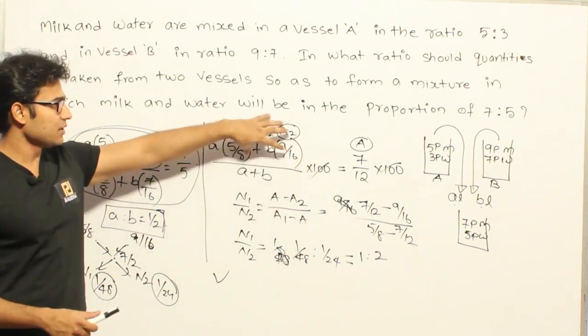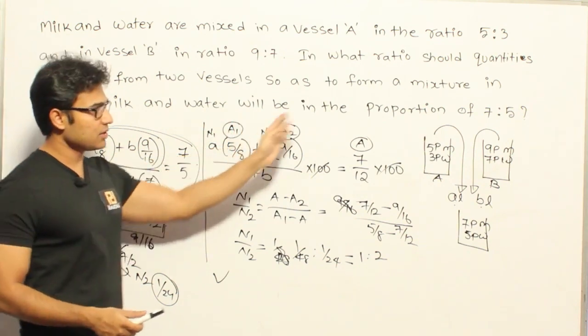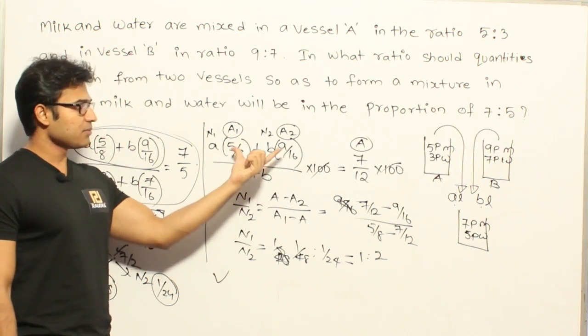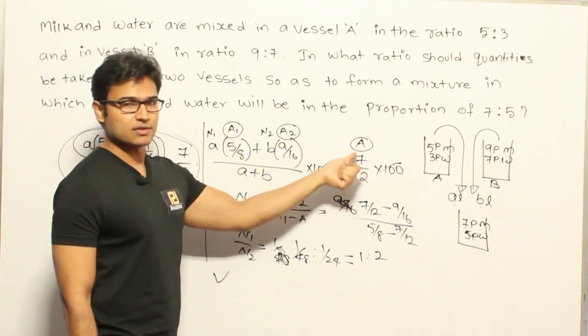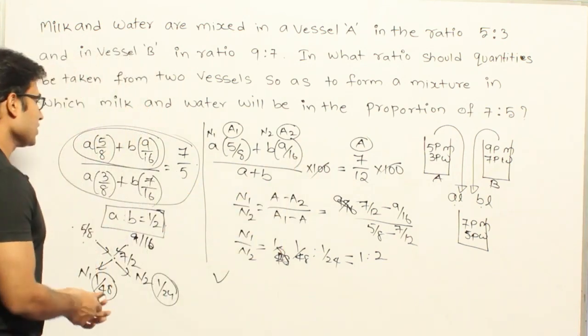So here we have taken the milk side of the question, but then you can even take the water values and solve it. So whatever I have taken here is percentage of milk present, and I am equating both the sides. Now instead of that, you could have even taken the percentage of water present, right? So what is that way?